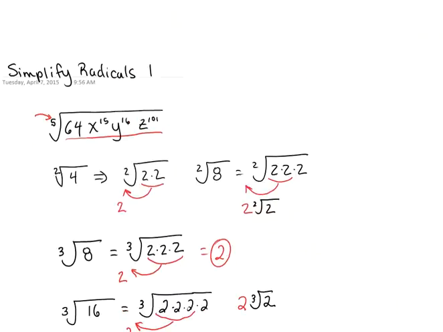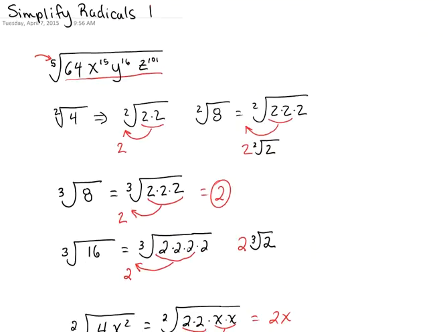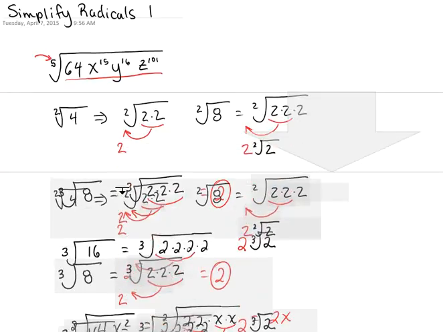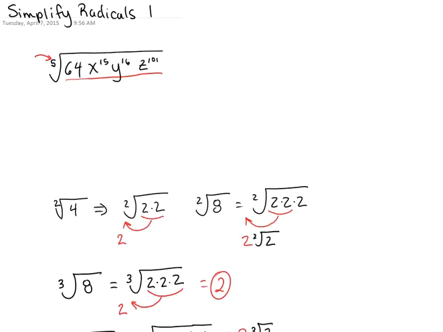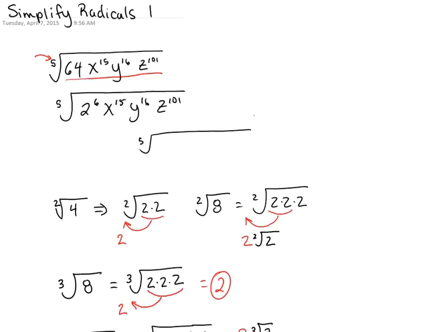Let's go back to our original problem up here. We've got, let me create some room here. So I'm going to rewrite it in factored form. So 64 is 2 to the 6th power, x to the 15th, y to the 16th, z to the 101st power. So let's write down the radical sign over here, and we'll keep track of what would be left under the radical sign. Fifth root, we're looking for 5 pairs.